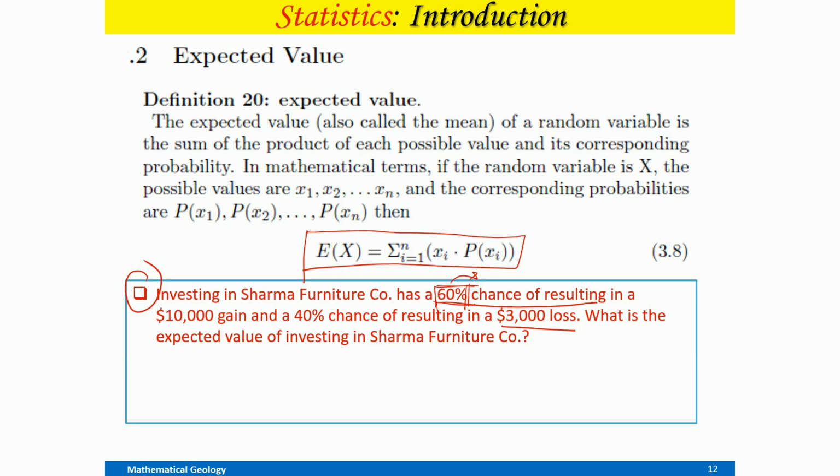Expected value and mean value both have the same meaning, but in statistics I'll be using the term expected value. Okay, got it. Now solve this problem. What would be the expected value? E, let's say.